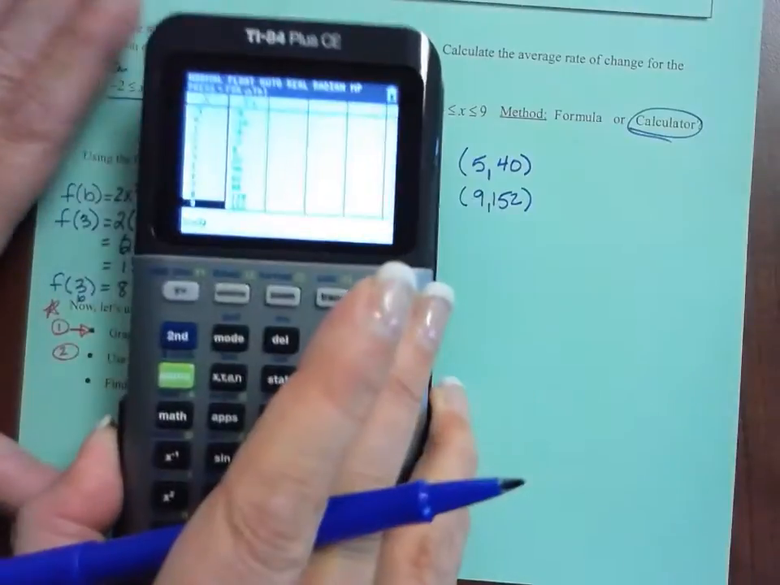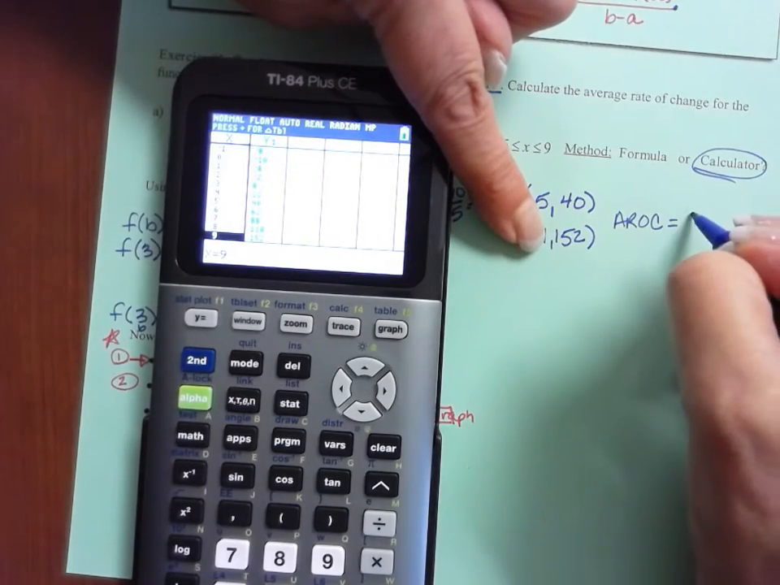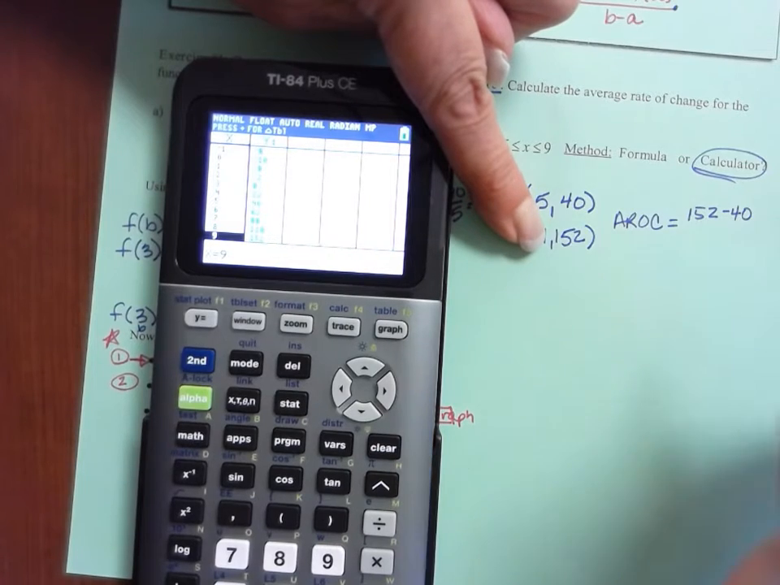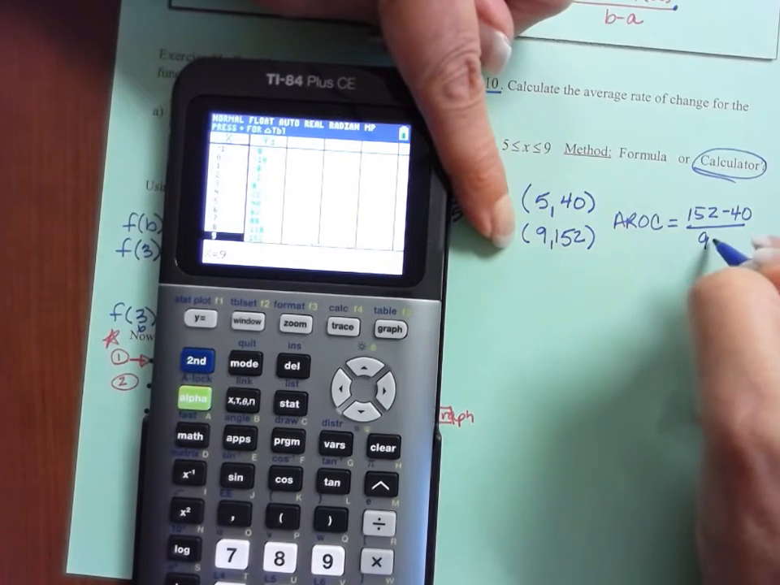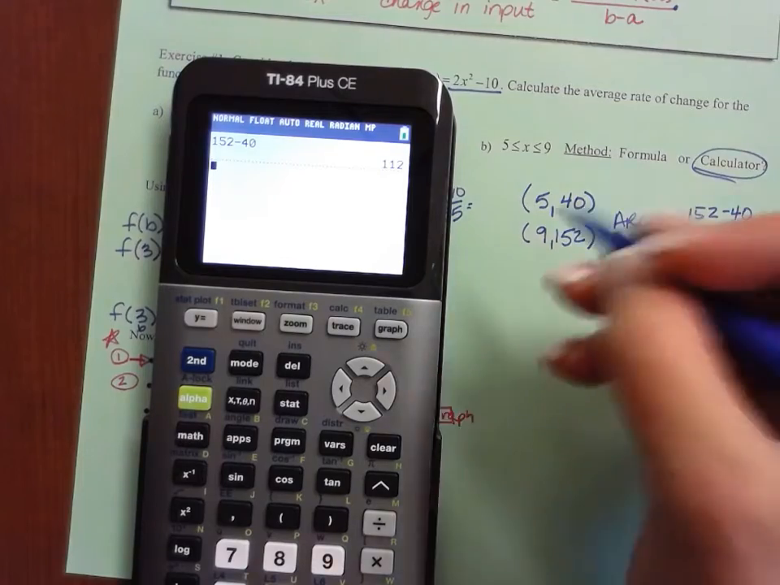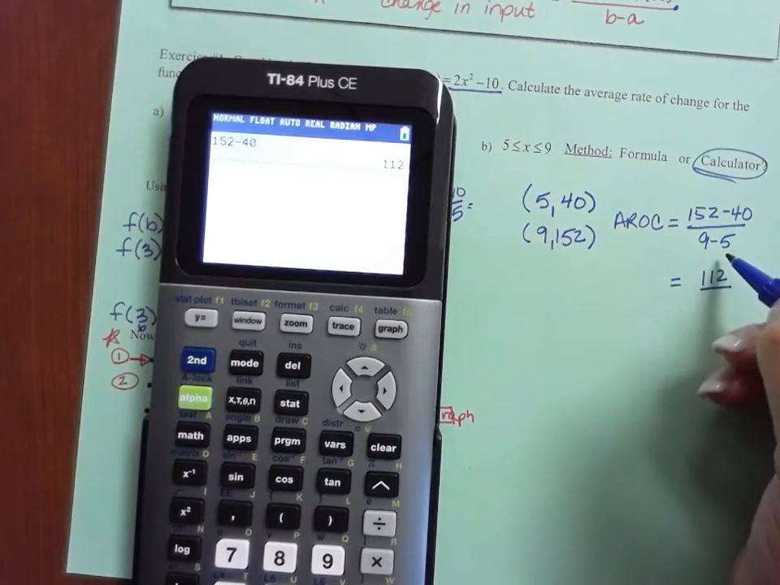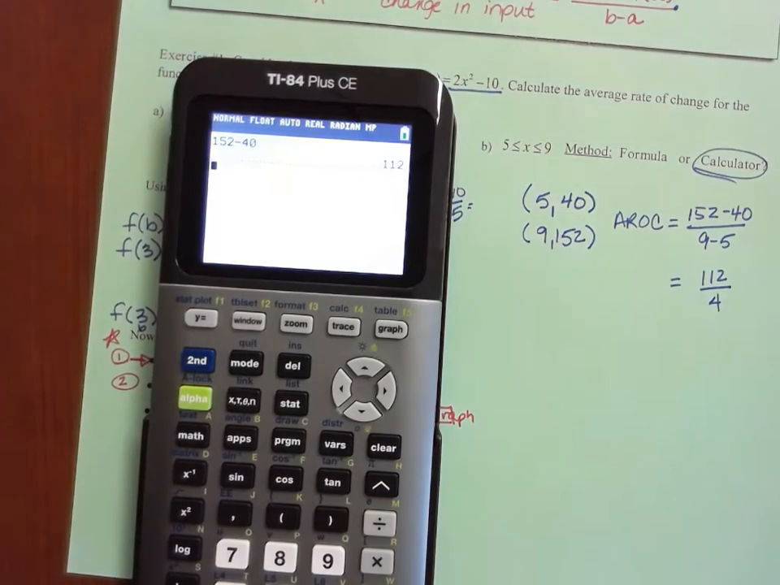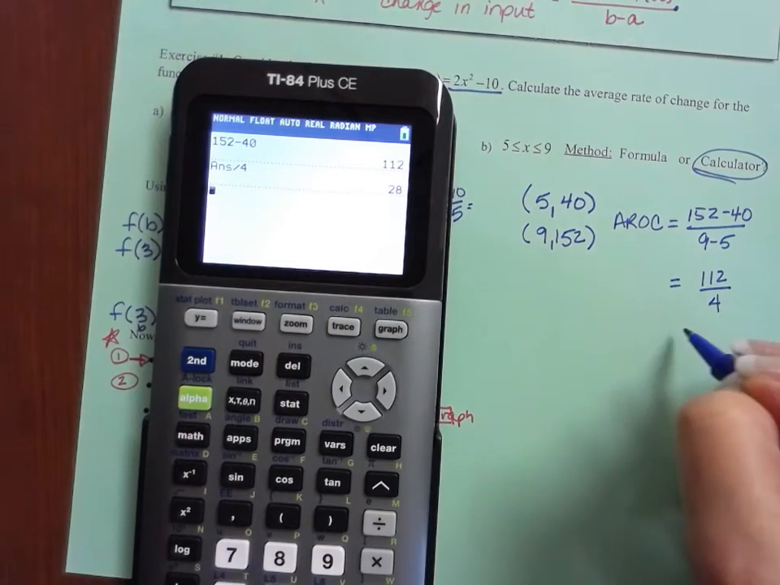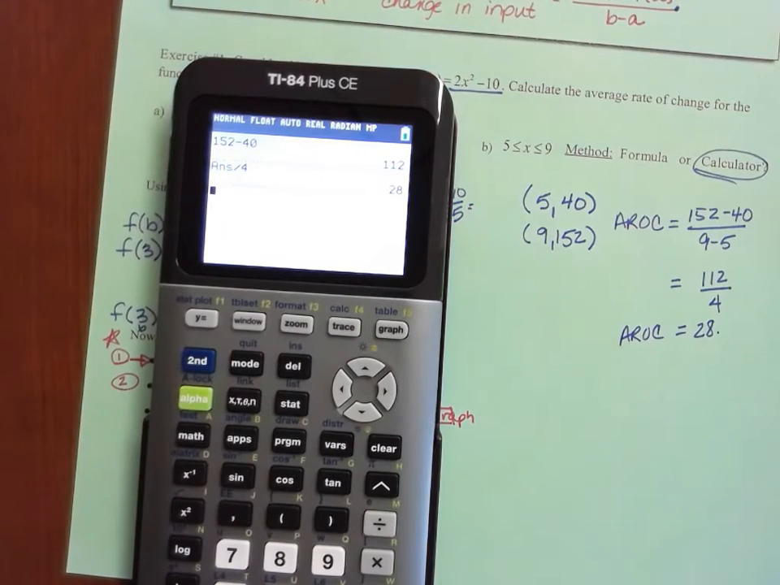Okay? And now we can just use, so our average rate of change is going to be 152 minus 40 over 9 minus 5. So 152 minus 40 is 112. 9 minus 5 gives me 4. And so my average rate of change from 5 to 9 is 28.